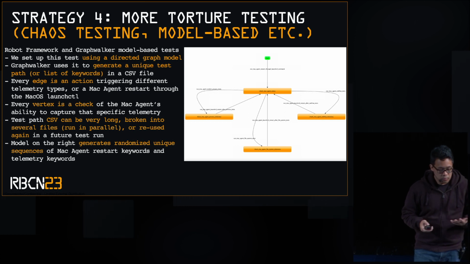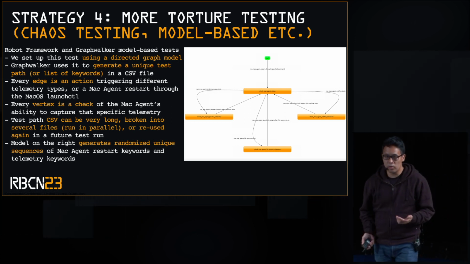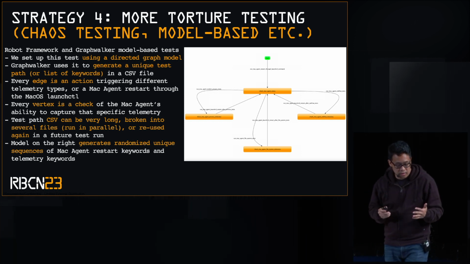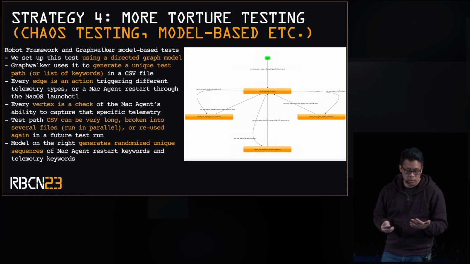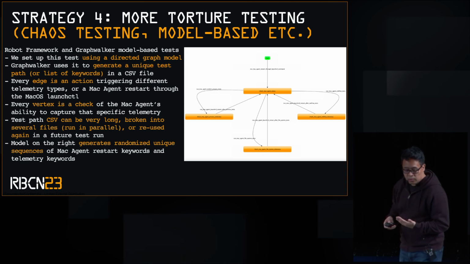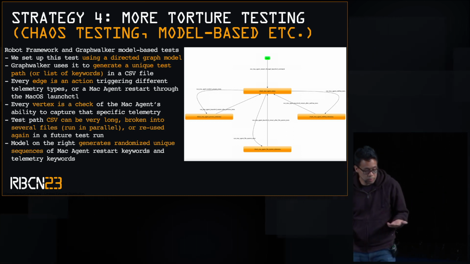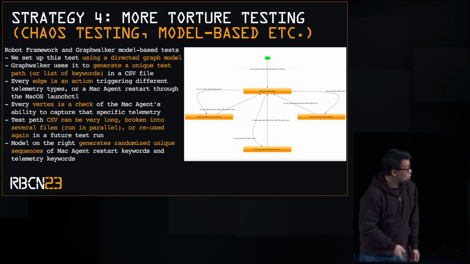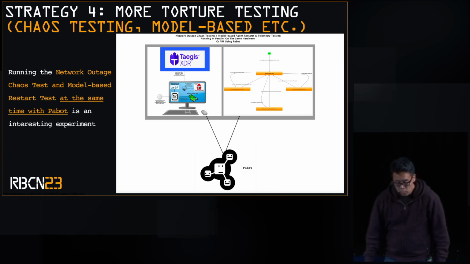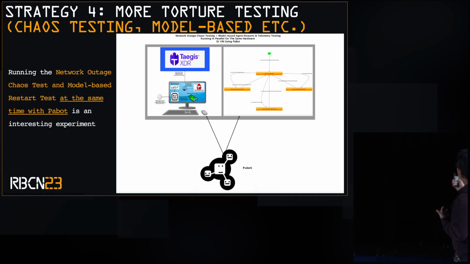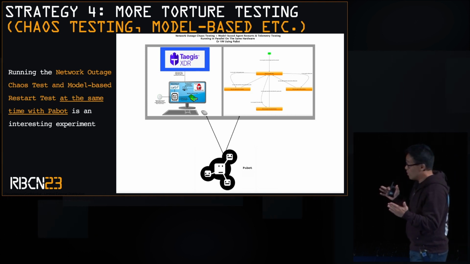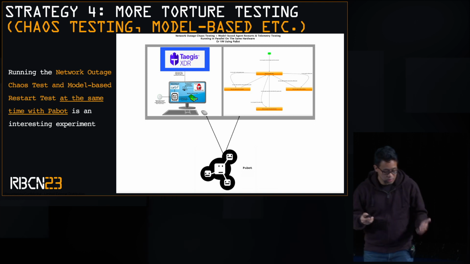Another thing that's great about Robot Framework is it plays well with other tools that are in the testing ecosystem. GraphWalker is a model-based test framework. It's just a simple jar file. You give it a GraphML file, and that will generate a CSV file that you could turn into possibly a list of keywords to run. And of course, your vertexes are your checks, your edges are the actions. So imagine taking that chaos test, running it in Pabot, and then running that model-based test side by side in that same test environment. You could get some interesting results out of that.